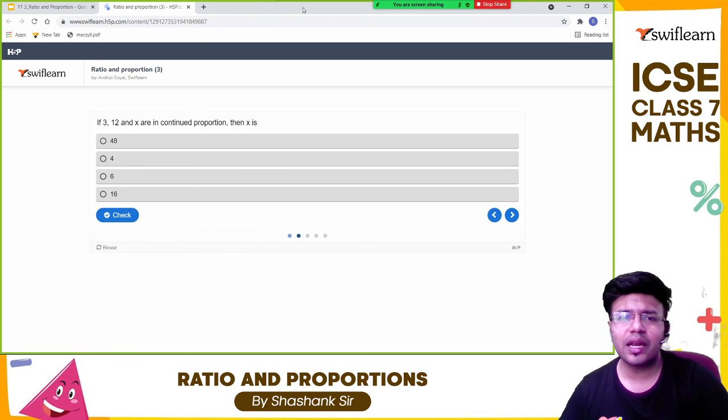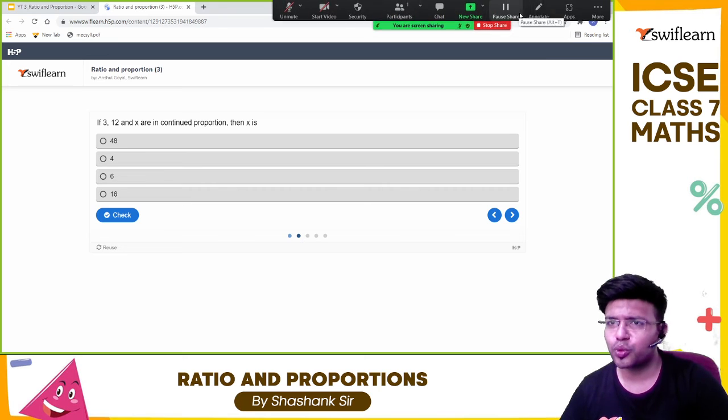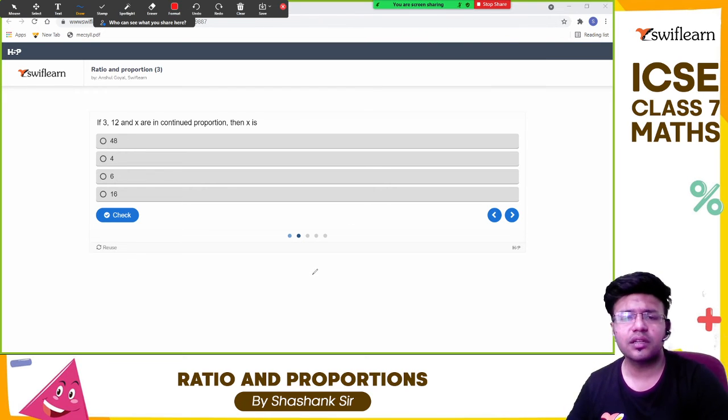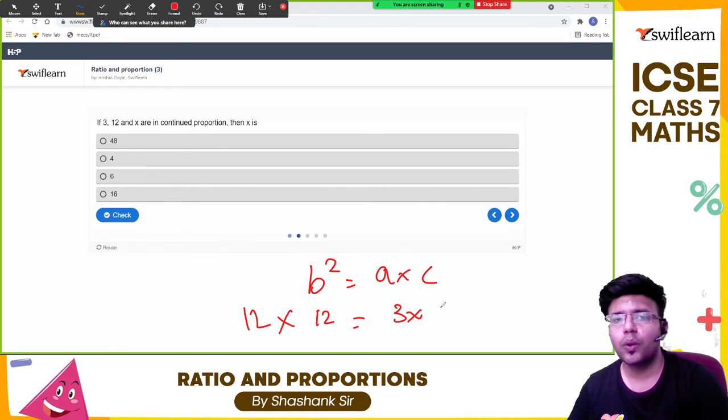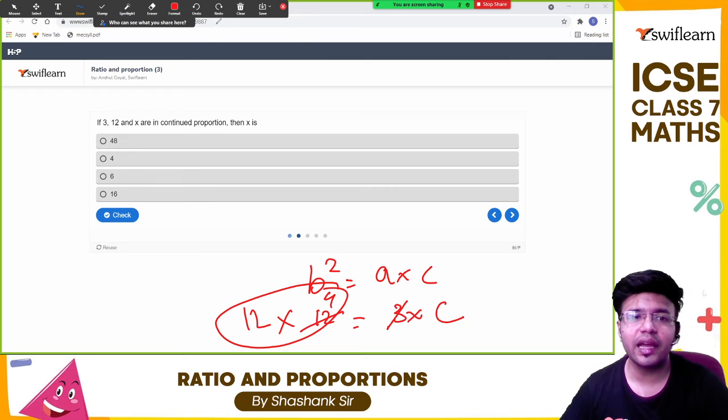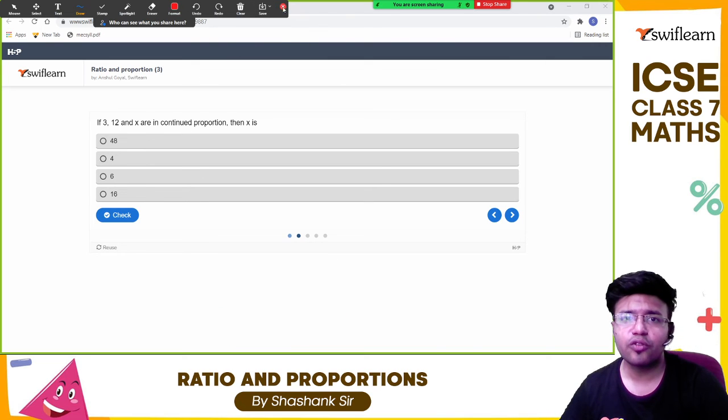If 3, 12, x are in continued proportion, find the value of x. This is in terms of a, b, c. B square is equal to a into c. Here b is 12. 12 times 12 is equal to 3 into c. 3 ones are 3, 3 fours are 12. 12 fours are 48. C is equal to 48.